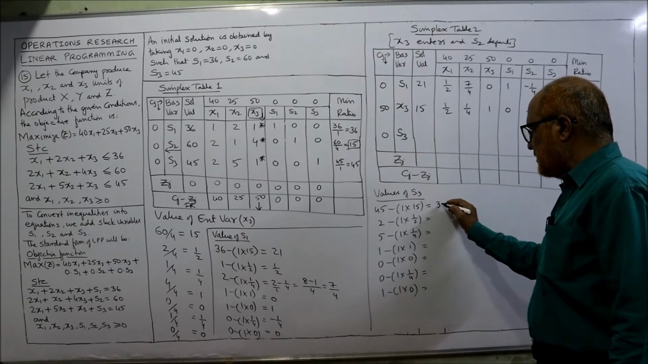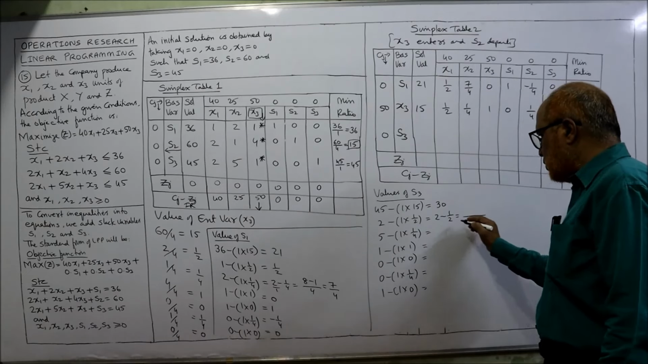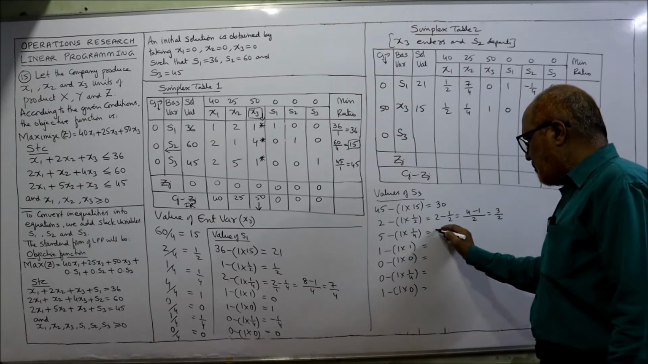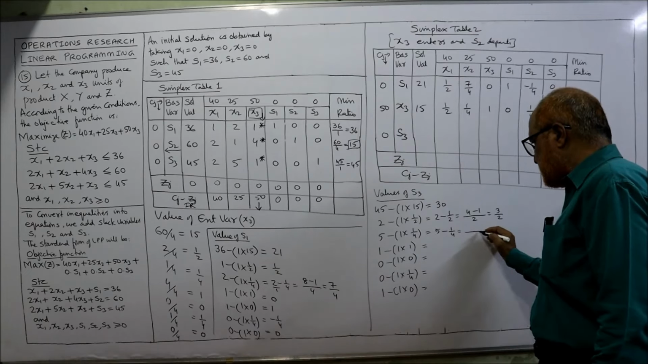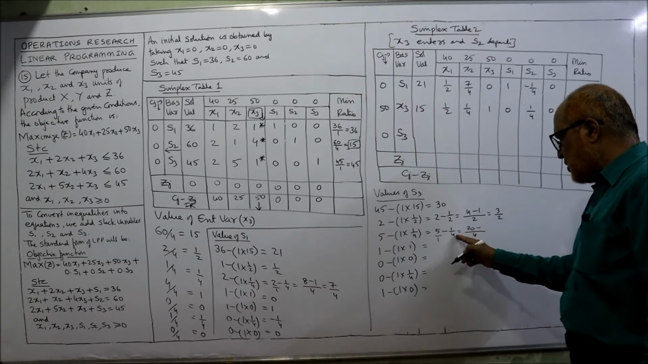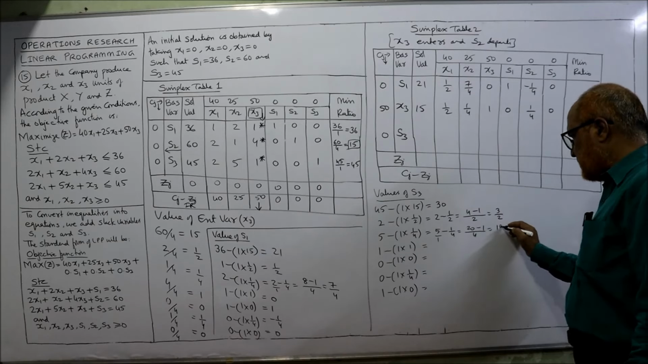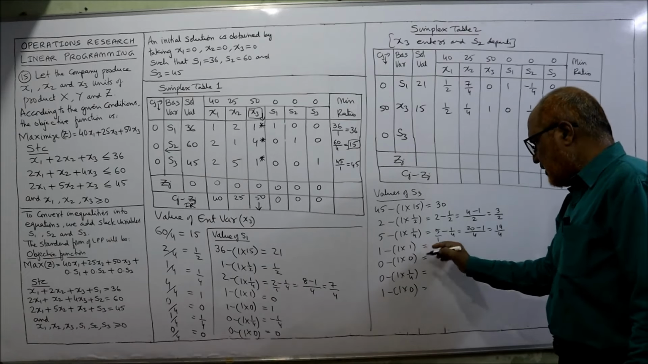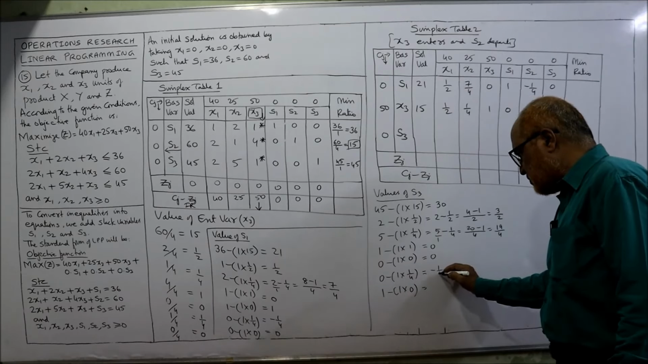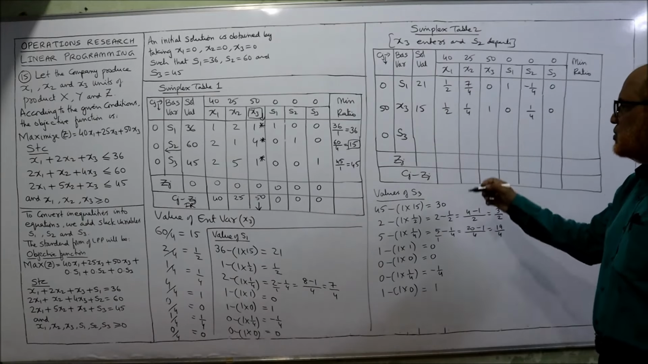45 minus 15 is 30. 2 minus 1 by 2, LCM 2: 2 2's are 4 minus 1, that is 3 by 2. 5 minus 1 by 4, so LCM is 4. 1 how many times cuts 4? 4 times. 4 5 is 20 minus 1 is 19 by 4. Here 1 minus 1 is 0. 0 minus 0, 0. 0 minus 1 by 4 is minus 1 by 4. 1 minus 0 is 1. That's it. We got the values of S3.